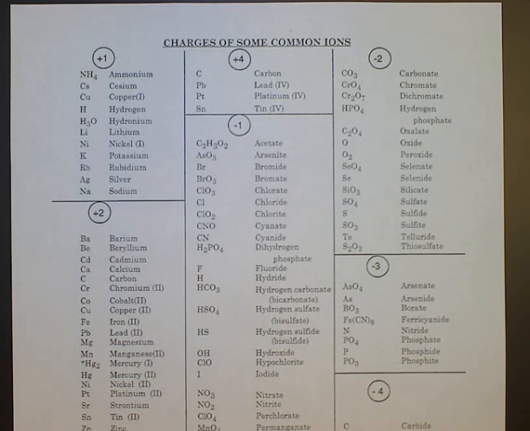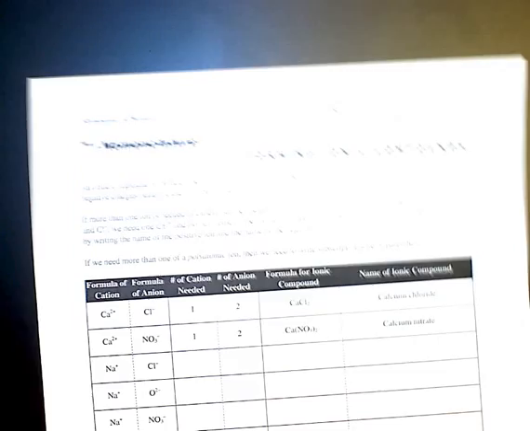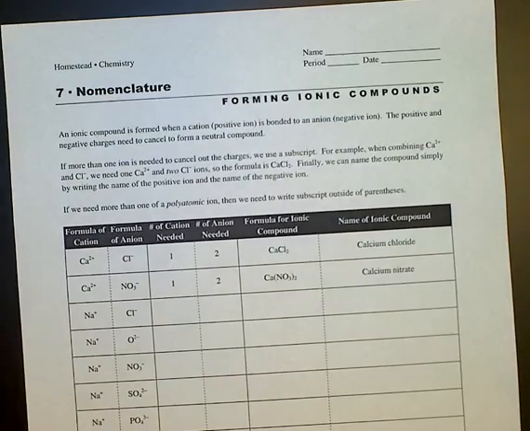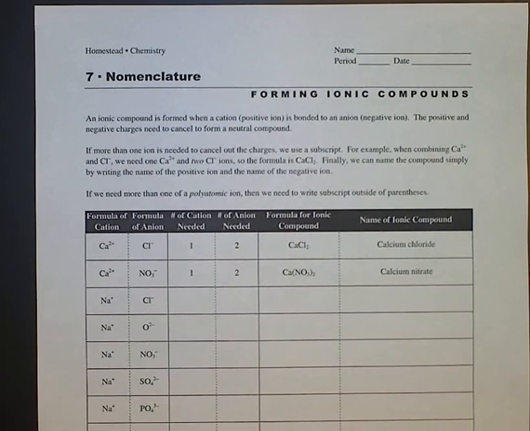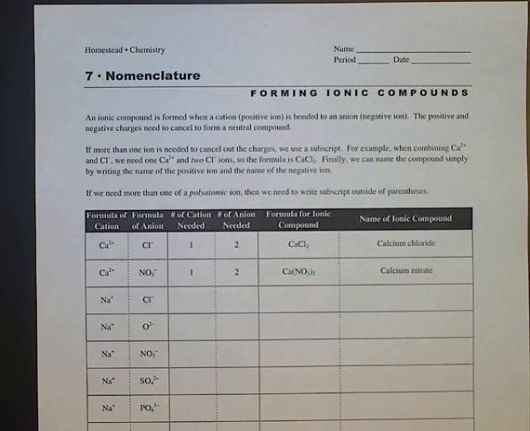And what we're going to do is learn to combine a cation and an anion and write the proper chemical formula by canceling out their units. So I'd like you to look at the first sheet that you have in your packet. Looks like this. And also make sure that you have your ion sheet available to you.